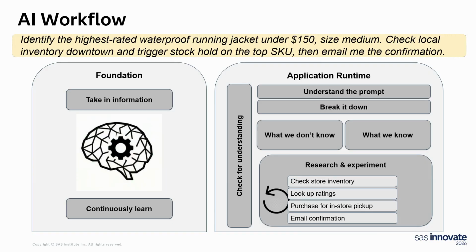So as a human looks at this, we have our foundation, we have our brain, right, kind of on the left, and then we kind of have our process on the right. So when our brain takes in information, we apply critical thinking and critical problem solving to that, and then we kind of continuously learn, right?